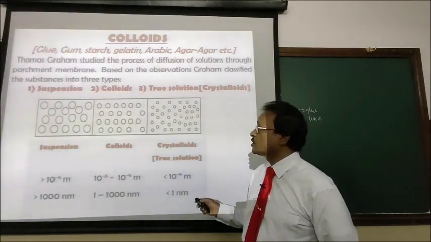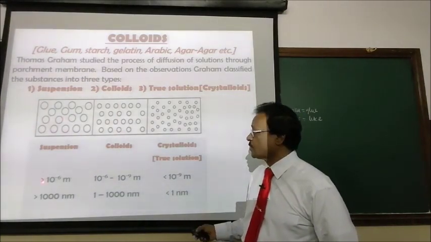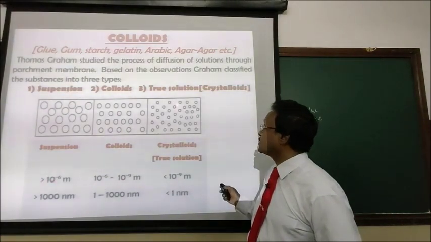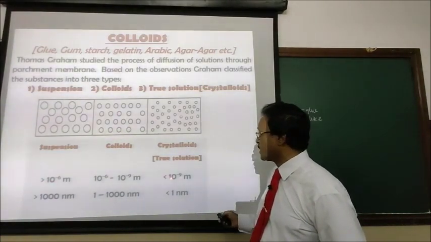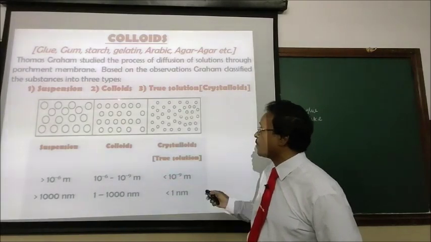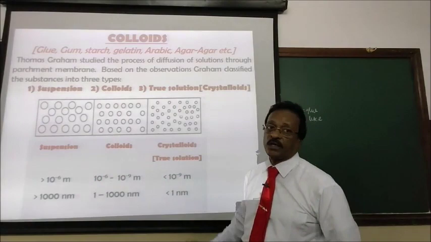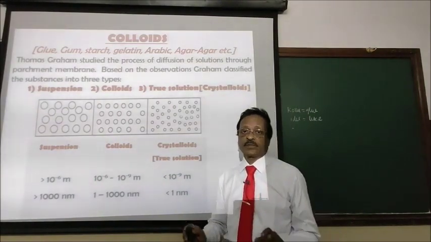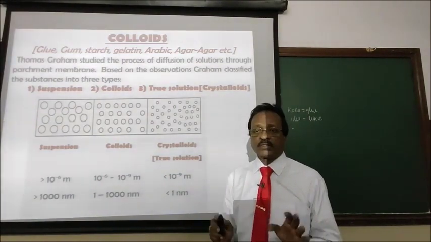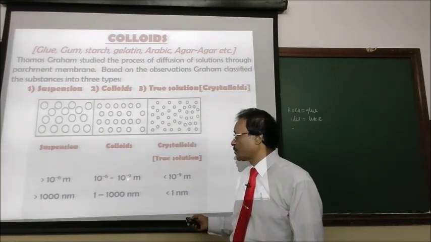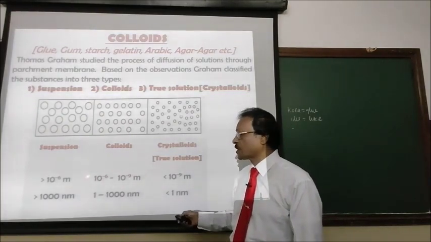So the suspension particle size was found to be greater than 10 power minus 6. And here the particle size of the crystallites was found to be less than 10 power minus 9. Not in between. The particle size varies between 10 power minus 6 to minus 9. They are called the colloids. These colloids have been classified as all the glue-like compounds, with particle size varying between 10 power minus 6 to minus 9 meter. These substances are called the colloids.